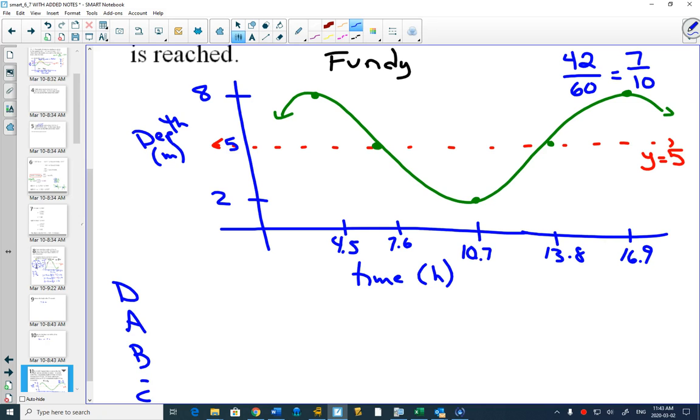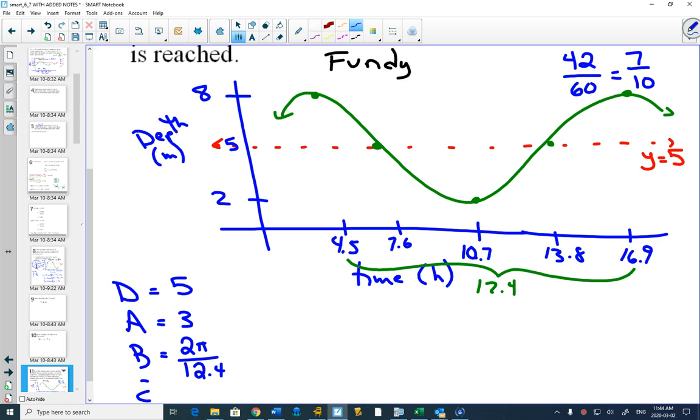And we can think about a, b, c, d. We know that our D value, our center line, is 5. Our amplitude was 3. And to figure out our period, we have to go from one maximum to the other maximum. What distance is that from 4.5 to 16.9? 12.4. So our period is 12.4, which means our B value, our formula is 2 pi over the period, is 2 pi over 12.4. And again, I would leave it like that because then it's in a form that I can see in my equation what my period is.